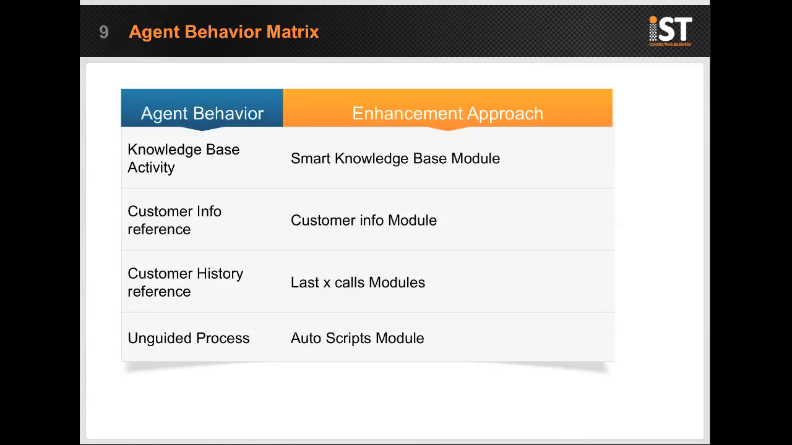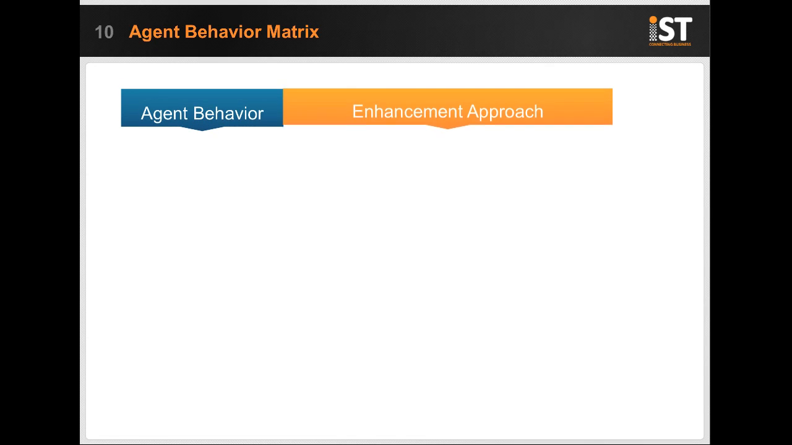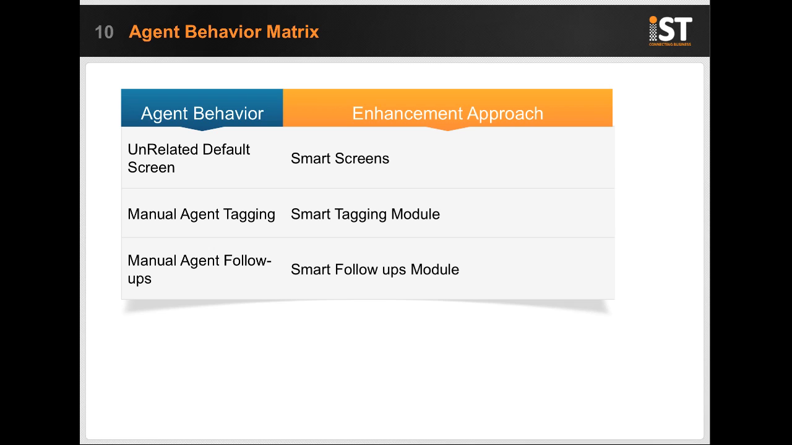References to certain customer information and call history between the agent and the caller during the call are sometimes required. With the Customer Information module and Last Call module, such information is readily available to the agent. The Scripting module can help guide the agent to efficiently perform certain tasks. Tasks that require a sequence of steps and may vary depending on multiple conditions are best managed and performed through guided scripts.